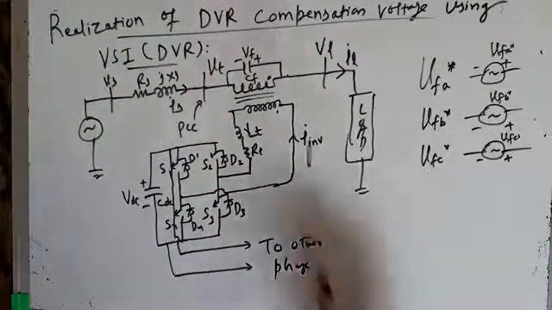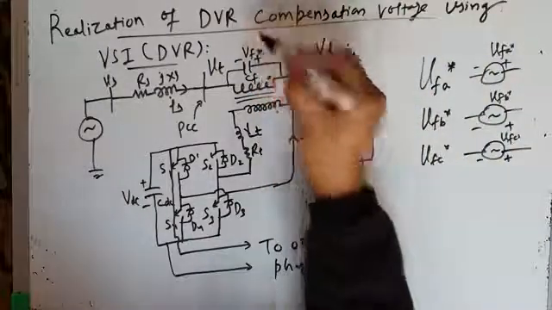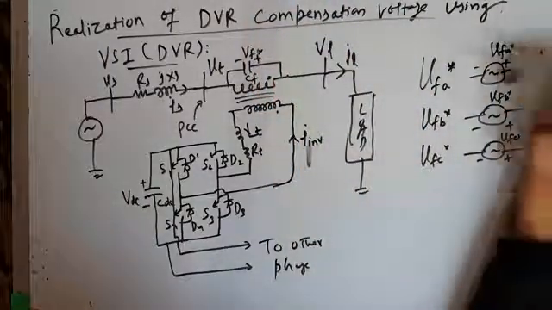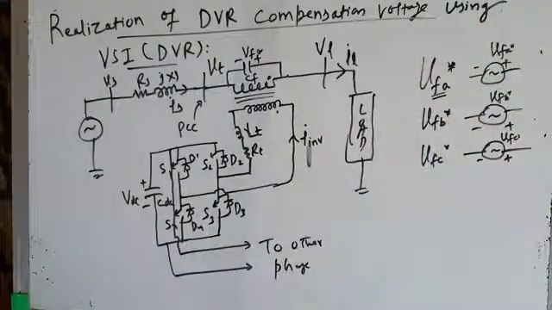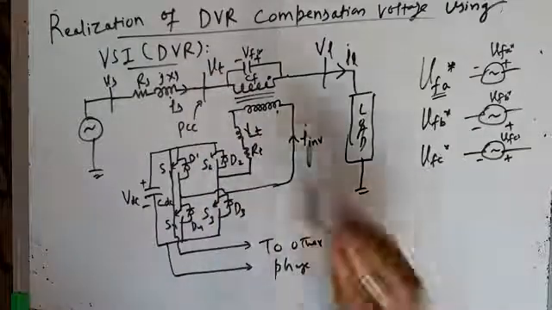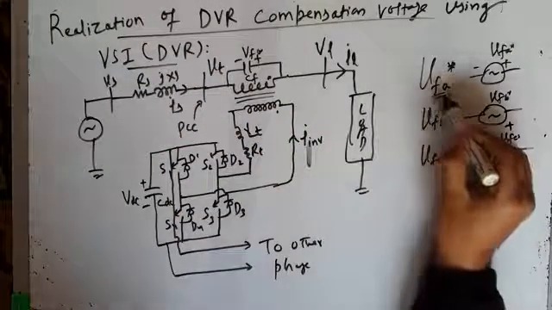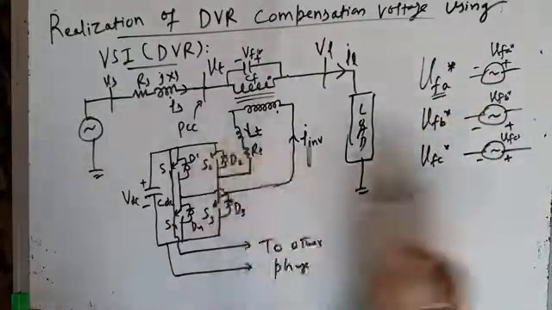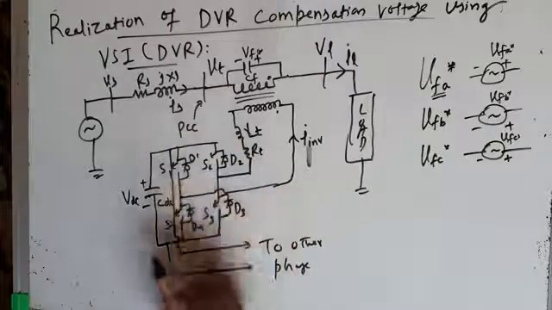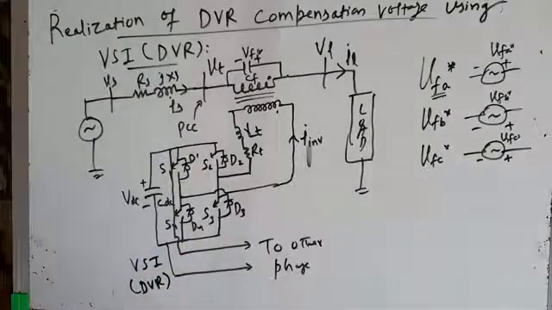Now my aim is that this injected voltage VF, or let me call this VFA, should be same as VFA star, which is calculated by your control algorithm using those 4 to 5 steps which I have already explained. In order to synthesize these voltages, VFA star, VFB star, VFC star, these voltages are synthesized by this voltage source inverter, which acts as a dynamic voltage restorer, DVR.